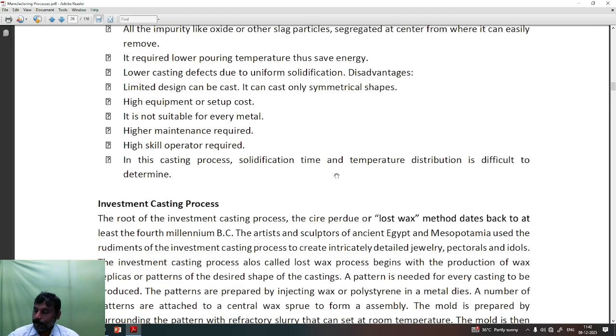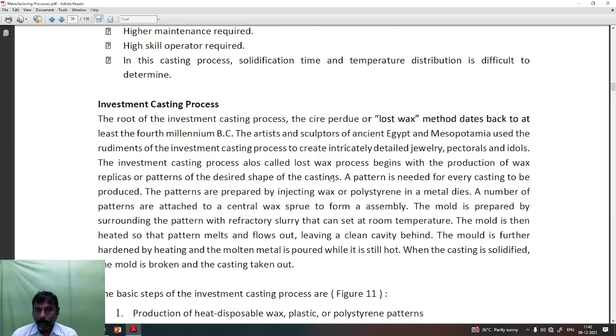Investment casting. The root of the investment casting process, the lost wax method, dates back to at least the 4th millennium. The patterns are prepared by injecting wax or polystyrene into a metal die. A number of patterns are attached to a central wax sprue.